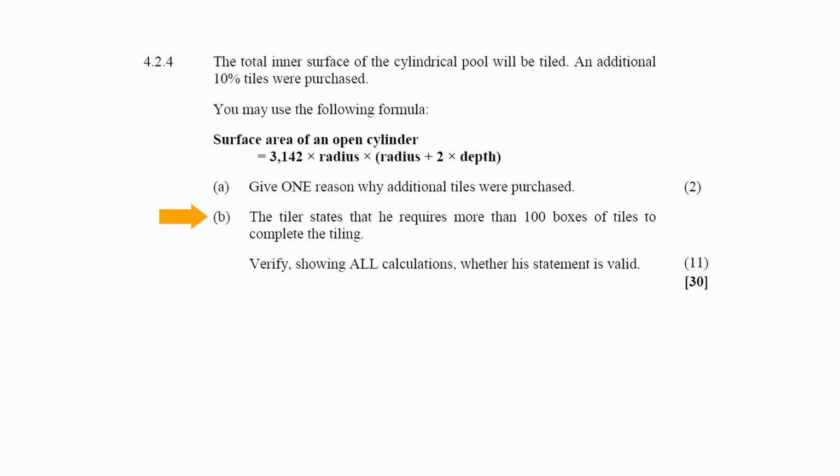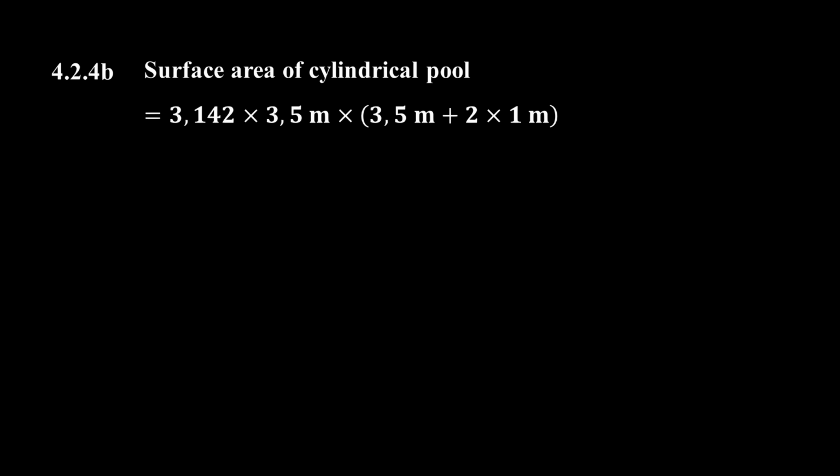In question 4.2.4b, the tiler states that they require more than 100 boxes of tiles to complete the tiling. You will have to verify, showing all calculations, whether his statement is valid. The first step is to calculate the surface area of the pool. Substituting the values of the radius of 3,5 meters and the depth of 1 meter into the given formula for surface area, then simplifying the equation will give us a total surface area to be tiled of 60,4835 square meters.